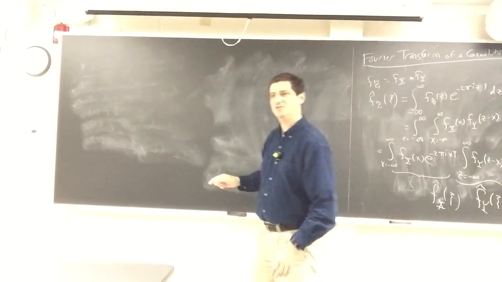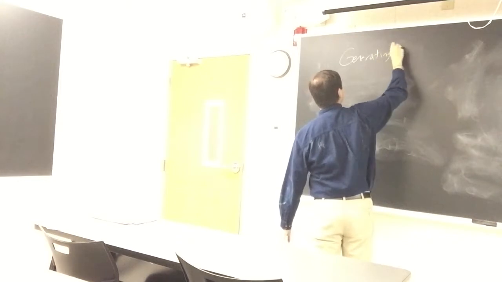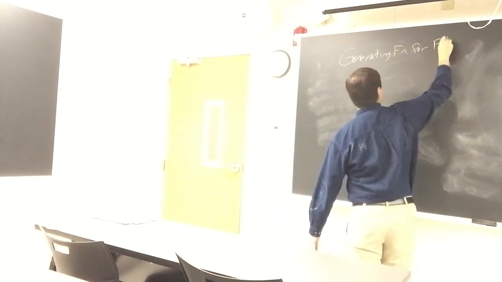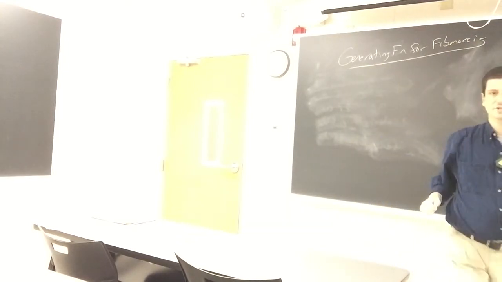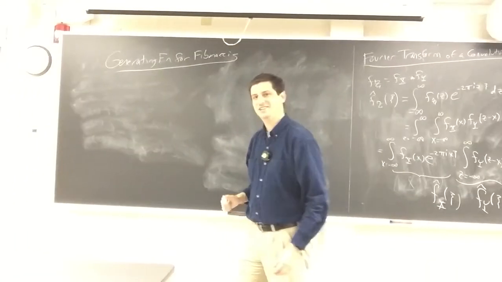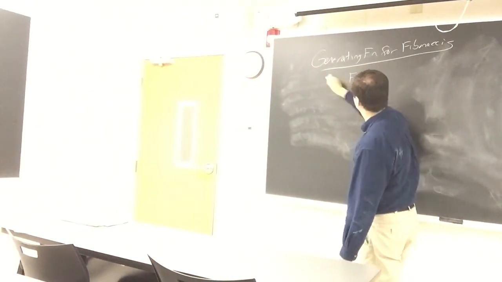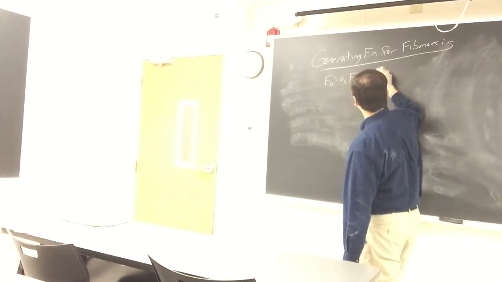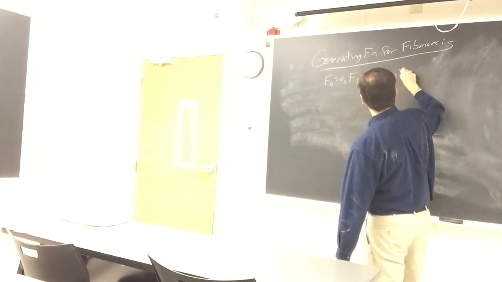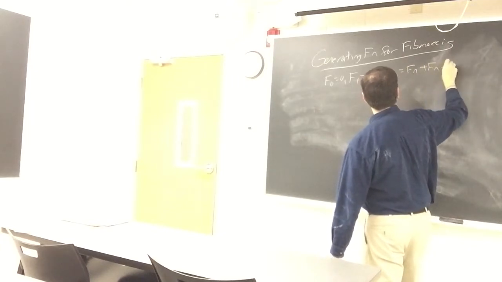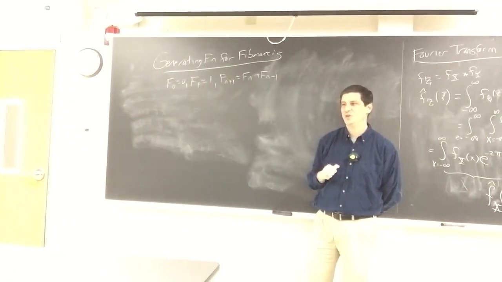Let's just do the generating function for the Fibonacci numbers. It looks like magic at first. So let's say F1 equals 1, F0 equals 0, and F(n+1) is Fn plus F(n-1). So what I want to do is find a formula for the nth Fibonacci number.